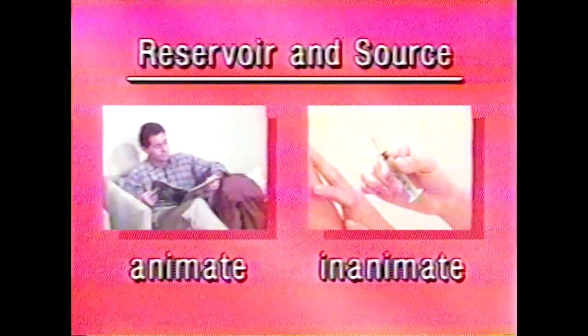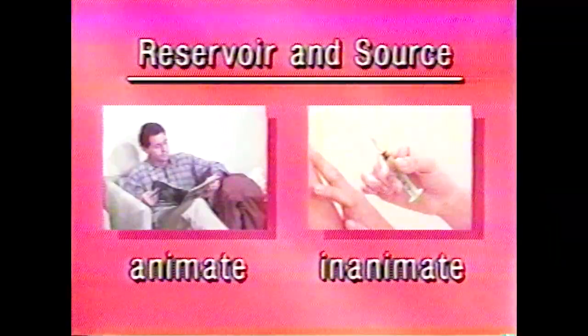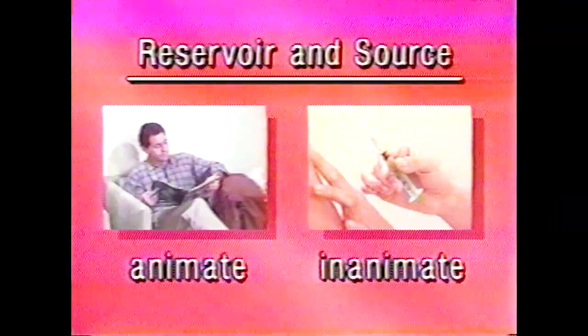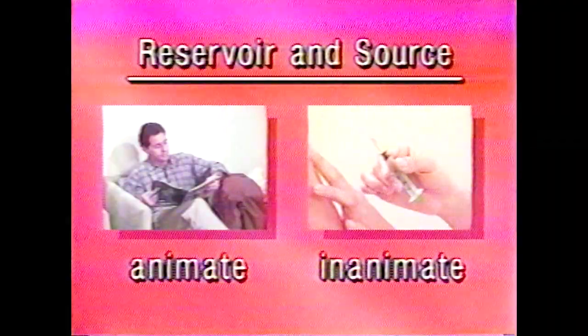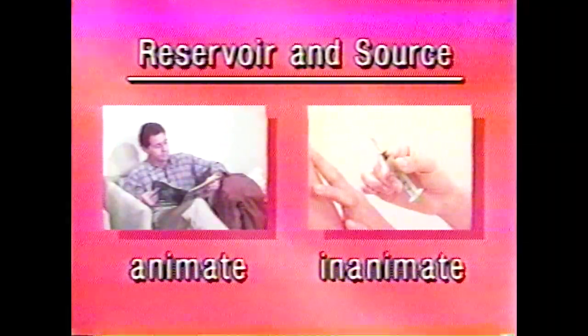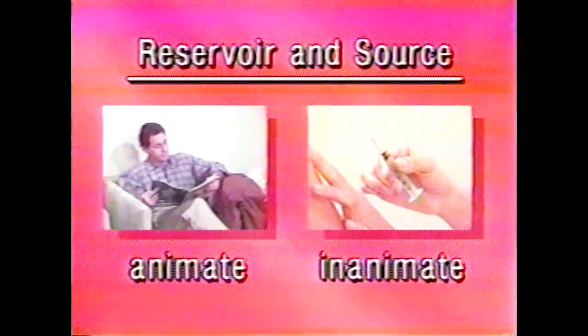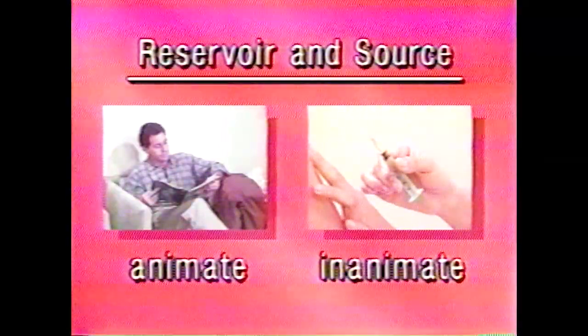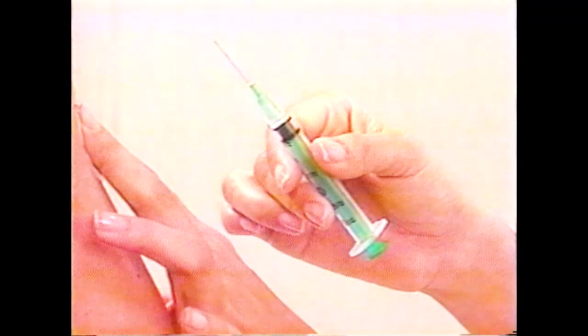Try to identify the reservoir and the source. The reservoir is the place where the pathogens maintain their presence, metabolize, and reproduce. The source is the place from which the infectious agent passes to the host. The reservoir and source may be the same location, or the source may become contaminated from the reservoir. Reservoirs and sources may be animate, such as a human being with or without overt symptoms, or they may be inanimate, such as water, food, or a piece of equipment that has not been adequately cleaned and disinfected.